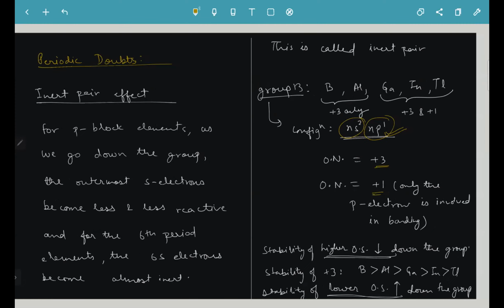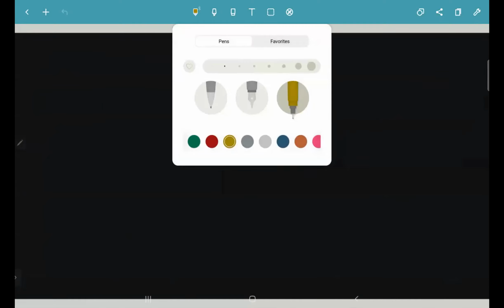Stability of the lower oxidation state increases down the group. That is, if you write the order of stability of +1: boron, aluminium, gallium, indium, and thallium. Is it making sense? The same is true for group 14 and 15 also.